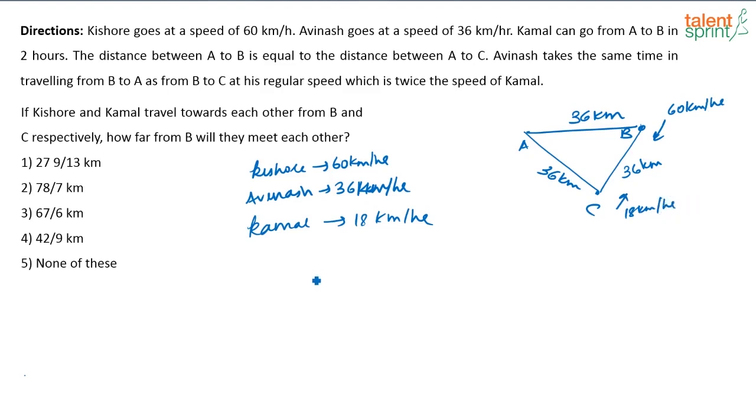And how far will they meet? Find that out. From B, that is nothing but 36 divided by 60 plus 18. This is the time, right? In what time will they meet first?